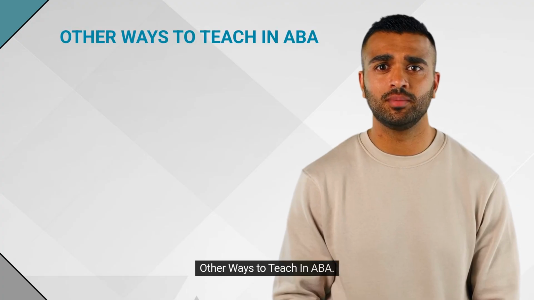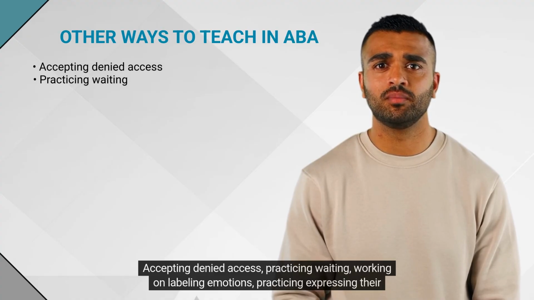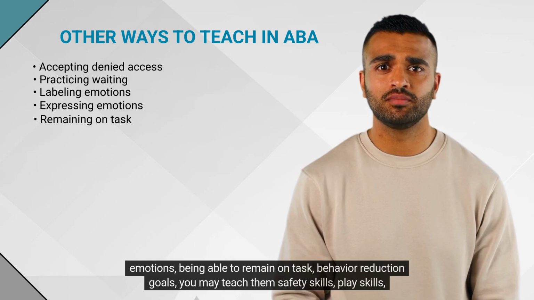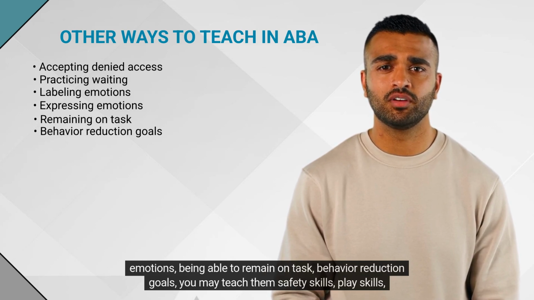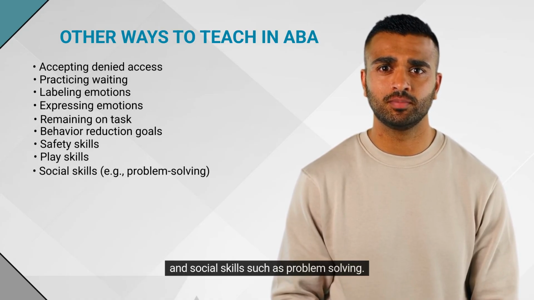Other ways to teach in ABA. Accepting denied access, practicing waiting, working on labeling emotions, practicing expressing their emotions, being able to remain on task, behavior reduction goals. You may teach them safety skills, play skills, and social skills such as problem solving.